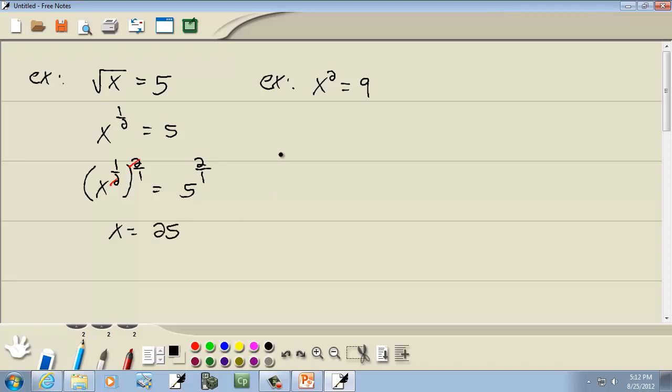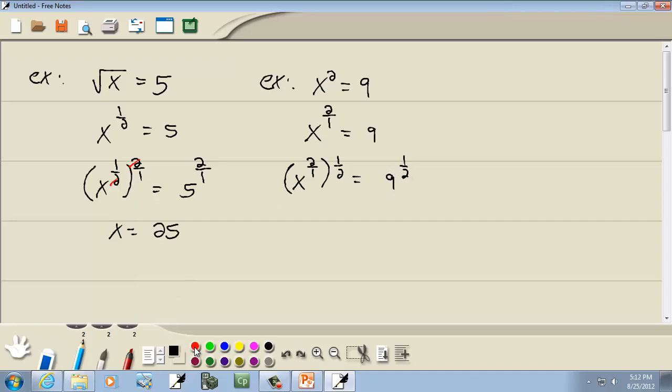So that's our answer. Now this one, x squared, I can rewrite as x to the 2/1 power equals 9. And we want to raise both sides to a reciprocal of that. So we got 2/1, the reciprocal will be 1/2.